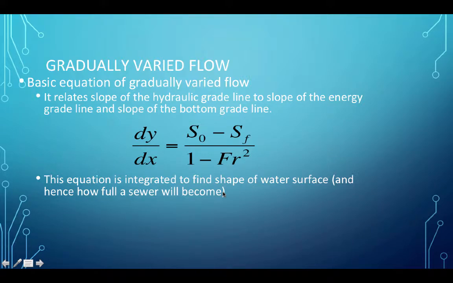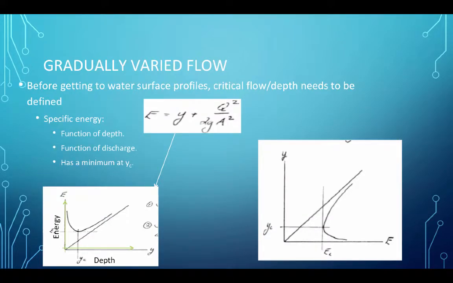So the basic equation of gradually varied flow is dy dx equals S0 minus S sub f over 1 minus the Froude number squared, and it relates the slope of the hydraulic grade line to the slope of the energy grade line and the slope of the bottom grade line. This is integrated to find the shape of the water surface and ultimately how full a sewer will become.